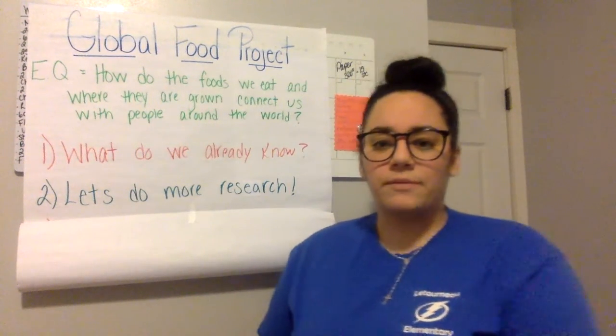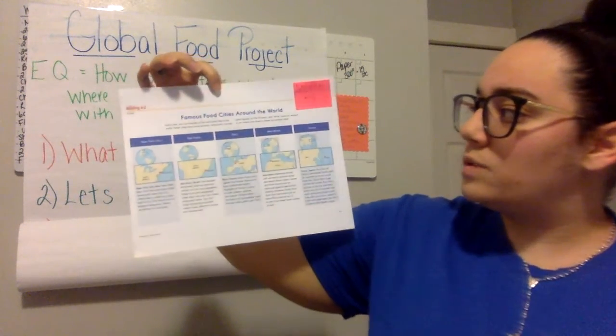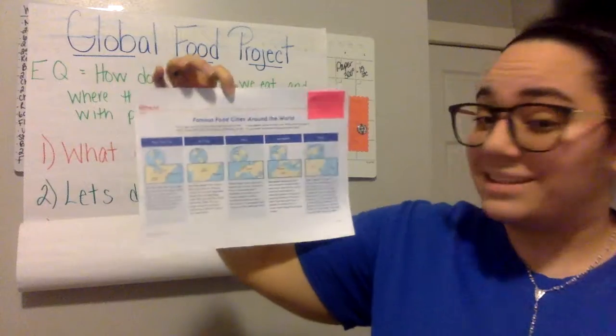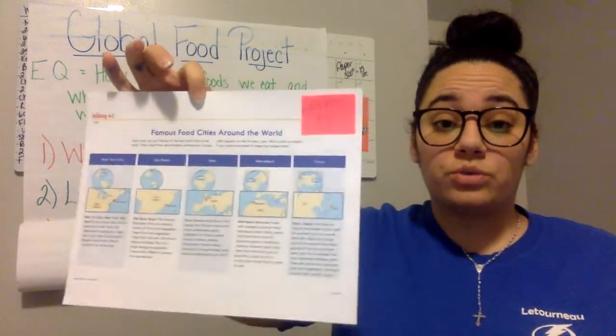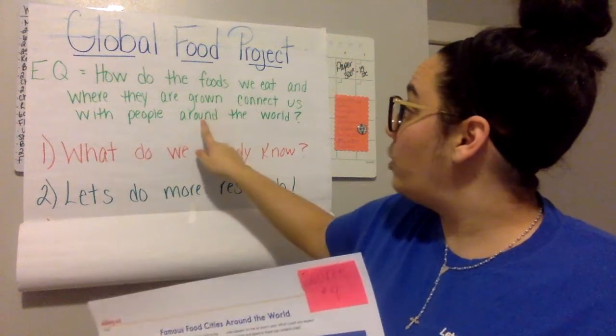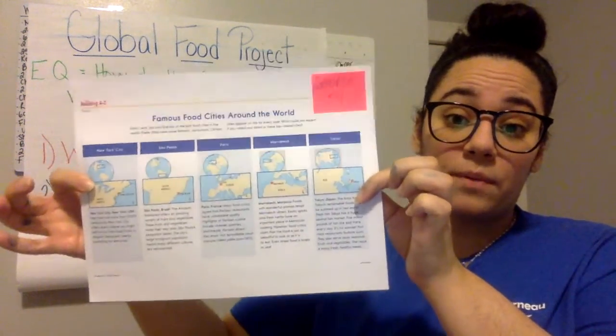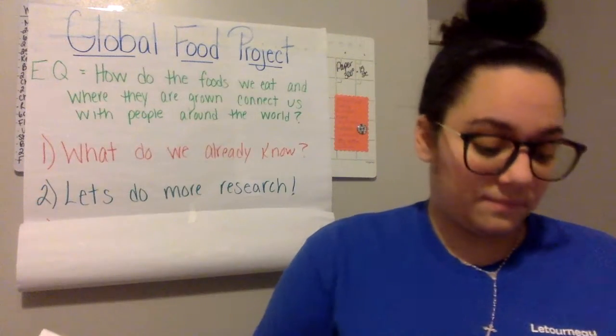All right, source number 4, boom, a poster. Famous food cities around the world. This is going to be a huge resource, okay? Because what are you doing? You want to know how you are connecting with people from around the world. Well, boom, here's a great poster to help you with those connections.